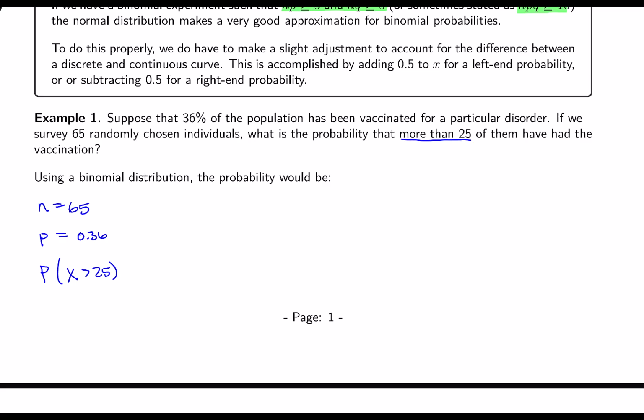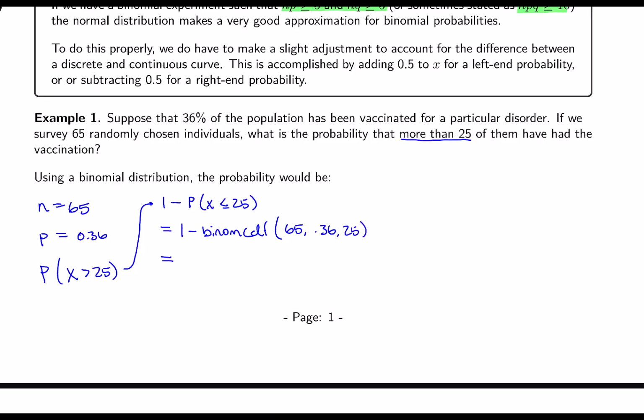All right, so the probability that x is greater than 25, so that's a right-end probability. We would calculate that then by doing the complement, which is 1 minus the probability that x is less than or equal to 25, making that a left-end and CDF style calculation. So this would be found by using 1 minus binom CDF, and we would provide to it n, p, and x. So n is 65, p is 0.36, and x is 25.